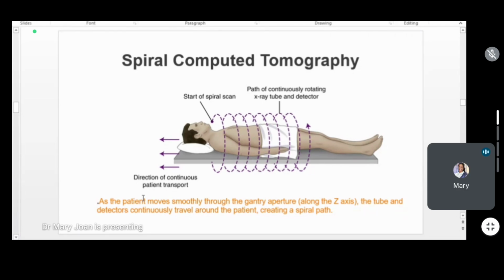So as the patient moves smoothly through the gantry aperture, that is the Z axis, the tube and detectors continuously travel around the patient, creating a spiral path. So this is called a spiral path, and that is hence the name spiral CT or helical CT.